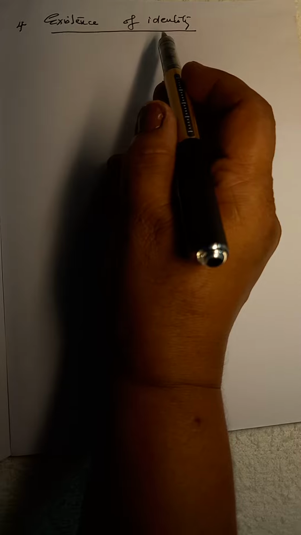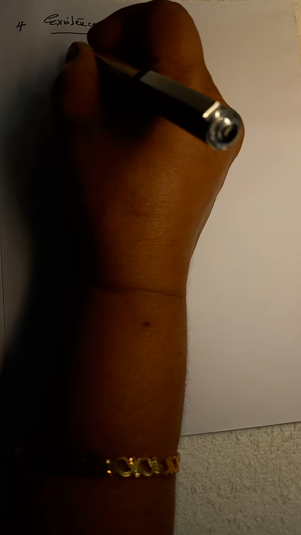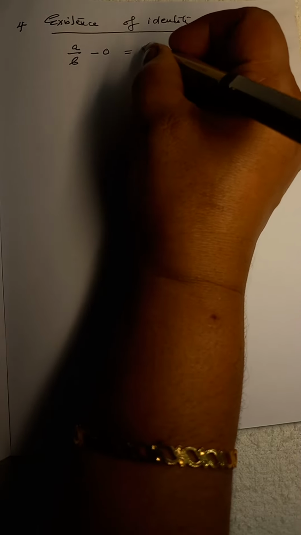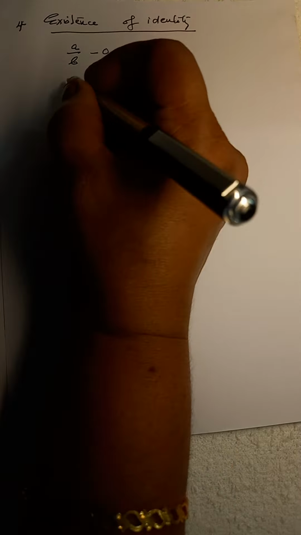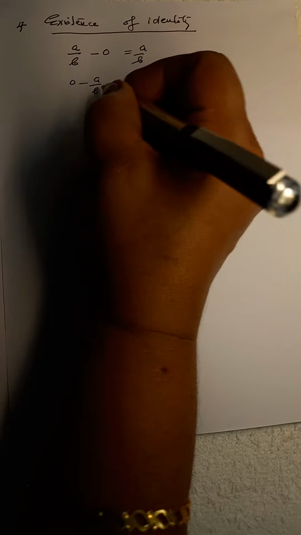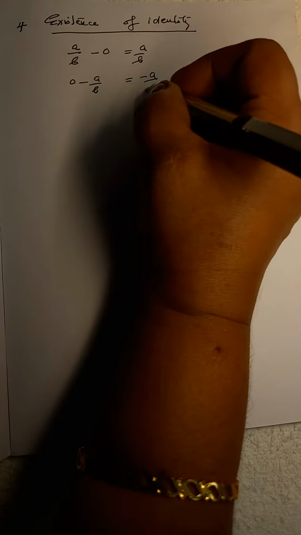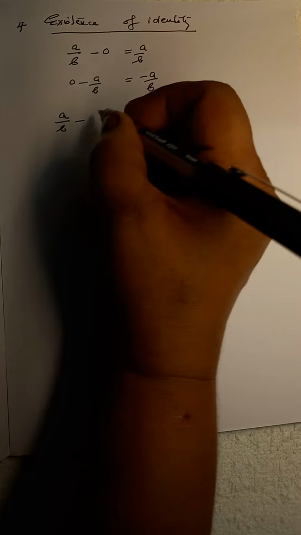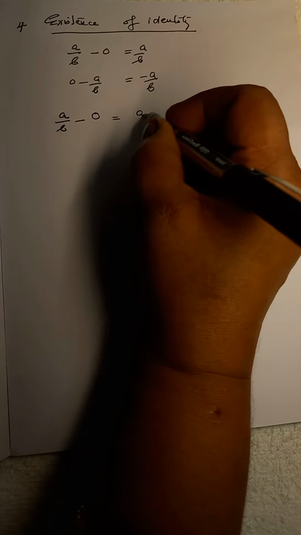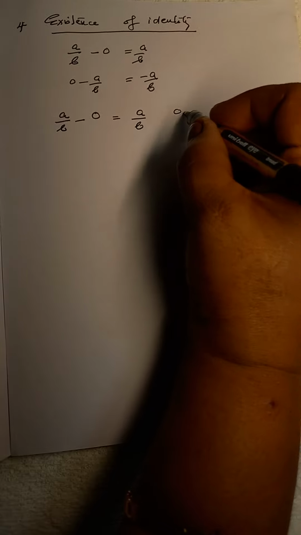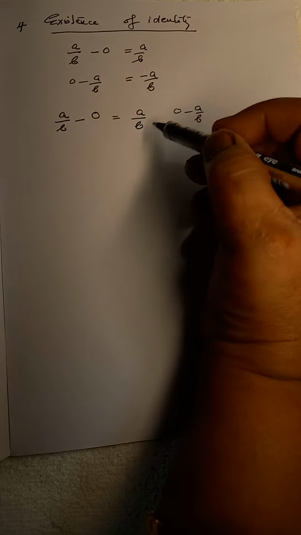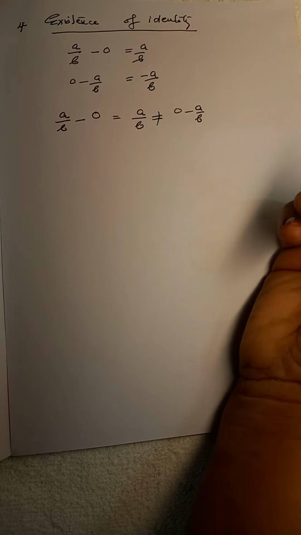Now the fourth property is existence of identity. If we take one rational number, say a by b, then a by b minus 0 is clearly a by b. But if you take 0 minus a by b, the answer will be minus a by b, which is not equal to a by b minus 0. So we can say that a by b minus 0 is equal to a by b. Then what is this 0 minus a by b? That is only minus a by b, which is not equal to a by b. So we can write like this, not equal.